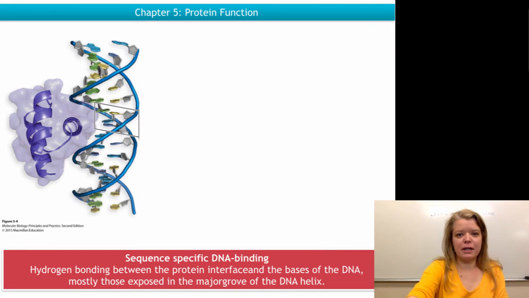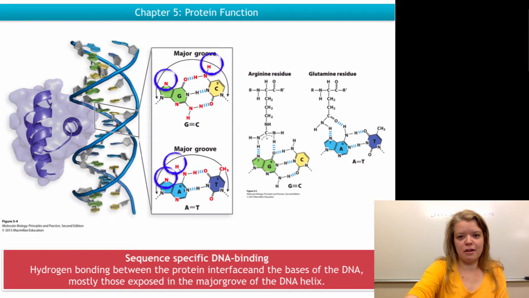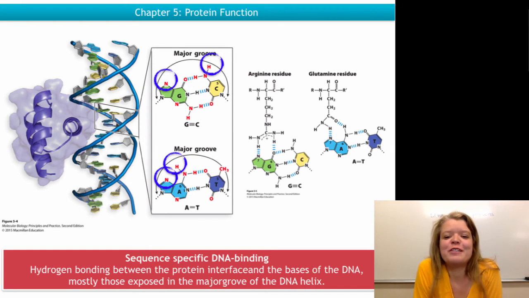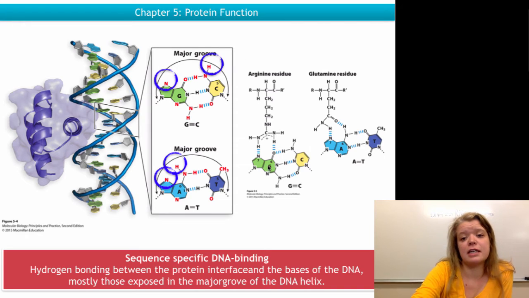All right, let's get back to the protein function of, specifically, the sequence-specific DNA binding. Sorry, the computer crashed. So you can see here that the amino acid arginine is capable of making hydrogen bonds with the GC base pair, as well as the glutamine will be able to base pair to an AT.